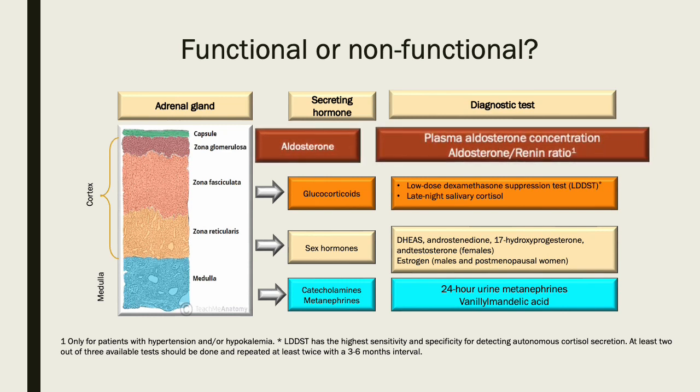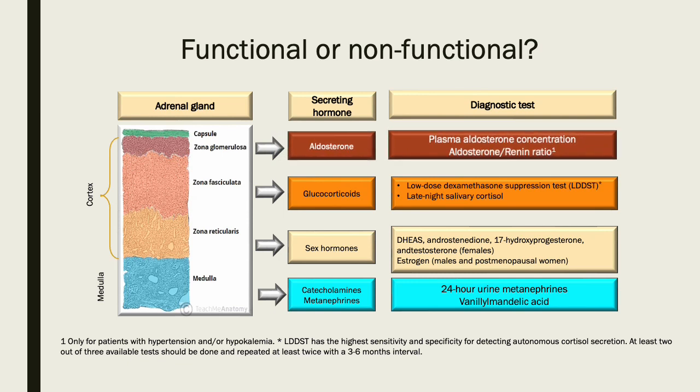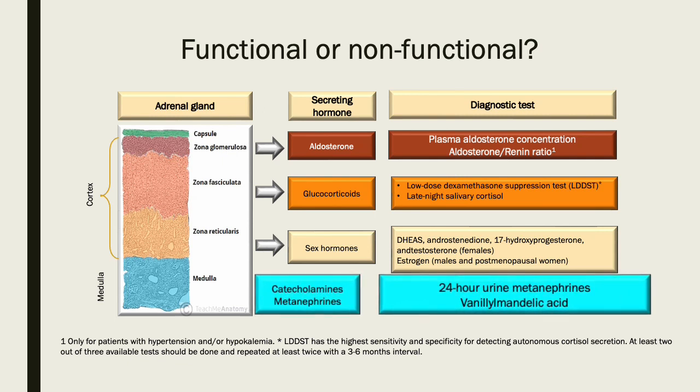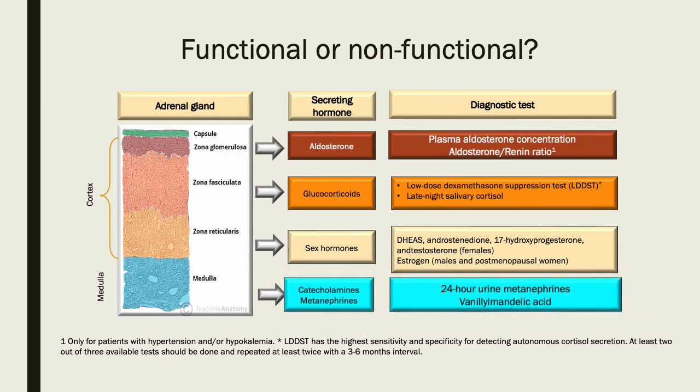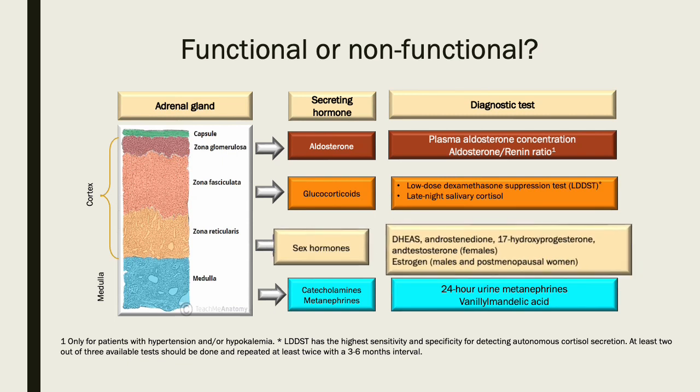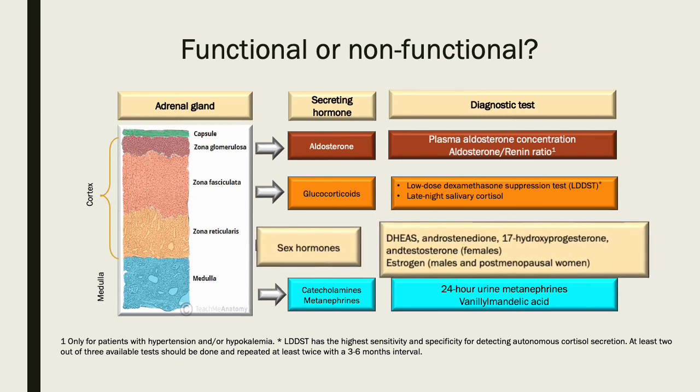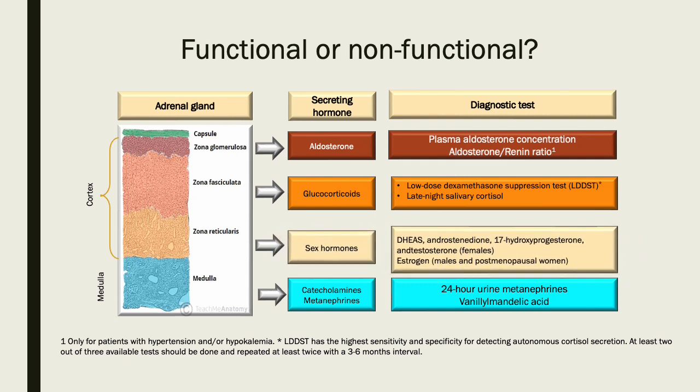Mineralocorticoid secretion is assessed in patients with hypertension and hypokalemia. Screening tests include plasma aldosterone concentration and calculated aldosterone-renin ratio. As any adrenal lesion could potentially be pheochromocytoma, 24-hour urine metanephrines and vanillyl mandelic acid assays should be done for screening. Sex hormone assays are crucial in investigating cases with clinical signs of androgen excess or feminization.